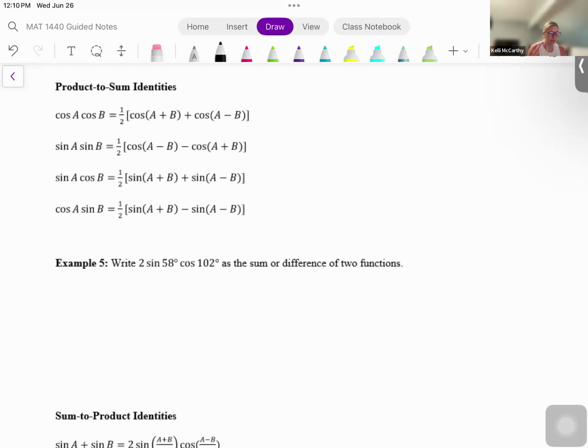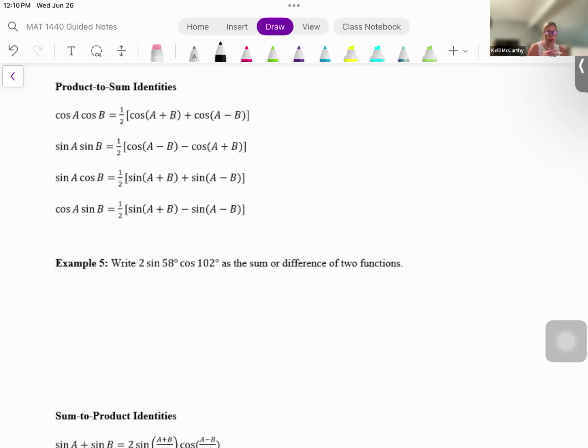So again, we have product to sum, which is if we look, the formulas for cosine of A times cosine of B, or sine of A times sine of B, sine of A cosine of B, cosine of A sine of B. So just kind of giving us some different combinations of multiplying two trig functions. And we have our corresponding formulas here. So we want to write 2 sine 58 degrees cosine of 102 degrees as the sum or difference of two functions.